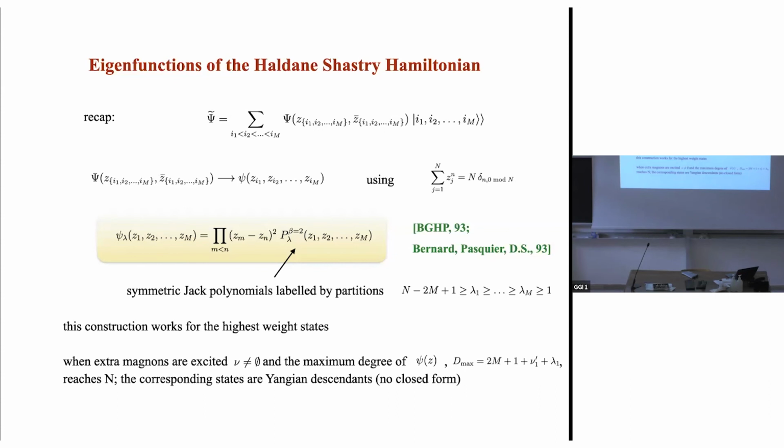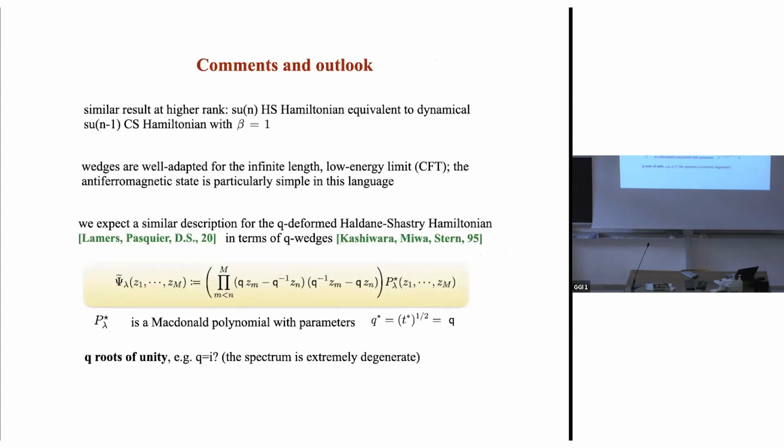So, okay, I would like to conclude. A similar result goes for SUN. You just reduce the dynamical degrees of freedom to SUN-1. And one of the reasons that we look at wedges is that they are nice to look at the low energy limit, because the antiferromagnetic state is particularly simple. It's just a sea of spin downs and spin ups closely packed.